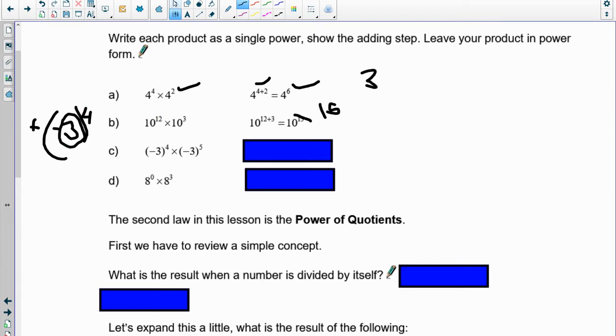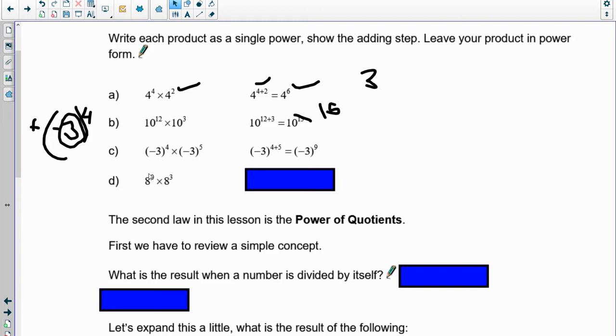So we've got negative 3 inside brackets times negative 3. So that's going to be negative 3, and the 4 and the 5 add together, giving us negative 3 inside brackets to the 9. Now remember, don't lose the brackets in this case. The brackets show that the base is negative 3. The moment you drop the brackets, the base changes from negative 3 to positive 3. So you have to keep the brackets whenever you have a negative.